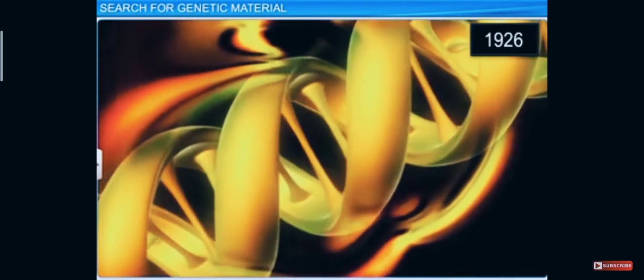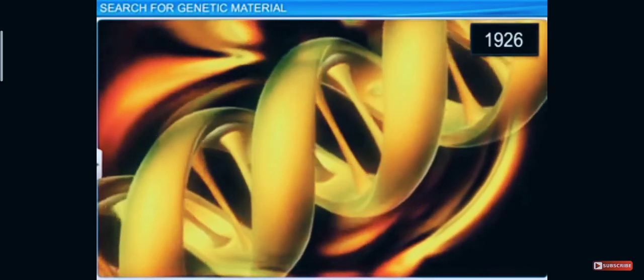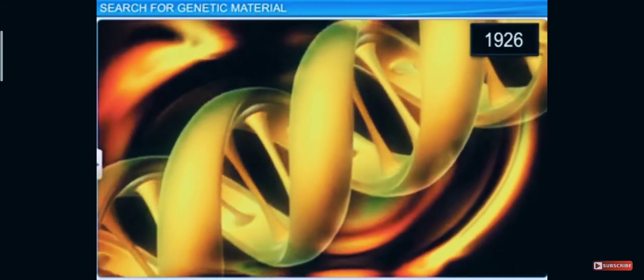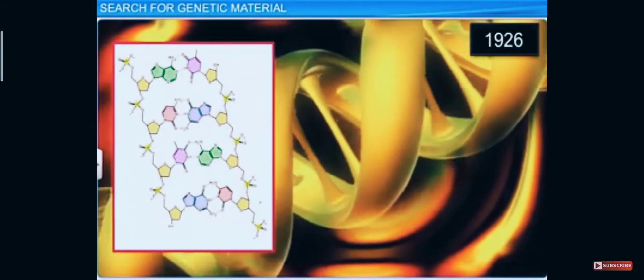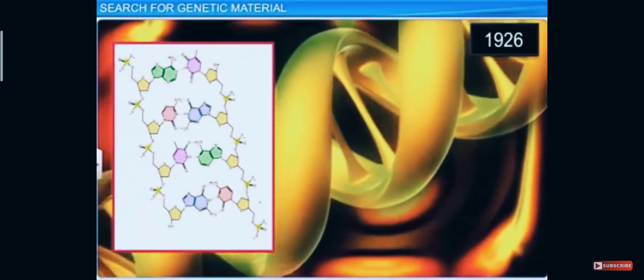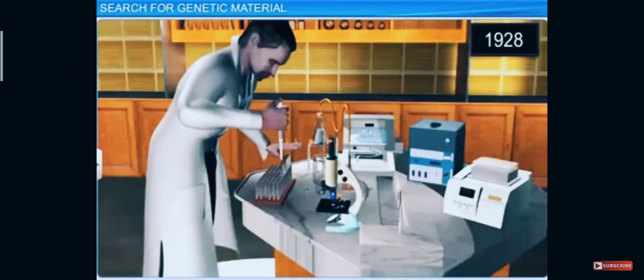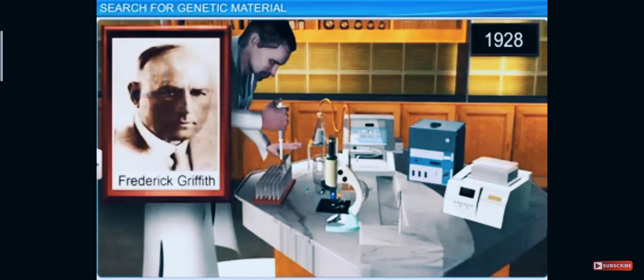By around 1926, the search for the mechanism of inheritance of genetic material had reached the molecular level, yet the genetic material had still not been discovered. However, in 1928, Frederick Griffith, a British scientist, conducted an experiment that accidentally demonstrated the transformation of genetic material in bacteria.